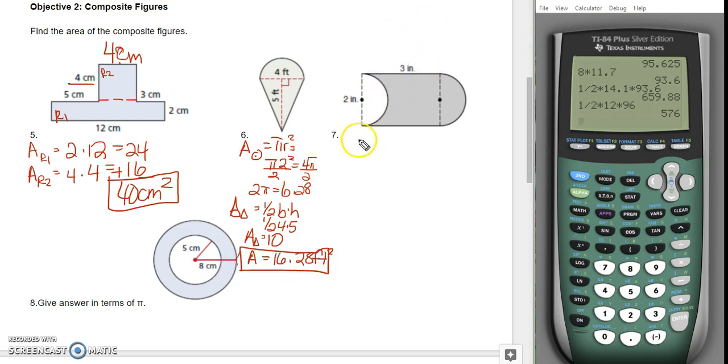Okay, number 7. It depends on your perspective. I could see this as a rectangle and a semicircle. However, I also noticed that this circle here could be slid back into the empty space there. And if I do that, then that's a rectangle. So the area of my rectangle is going to be length times width, or 2 times 3, which is going to give me 6 inches squared.